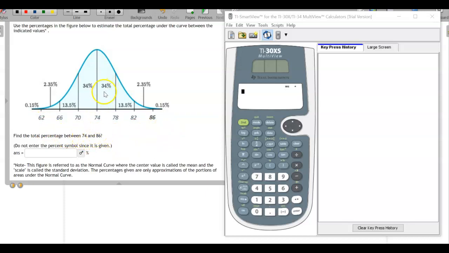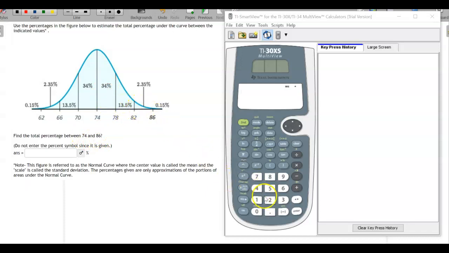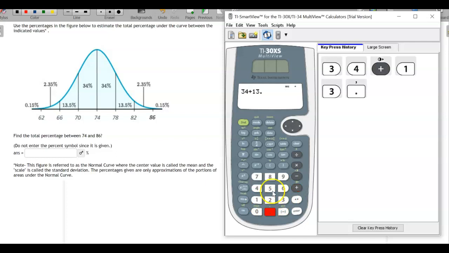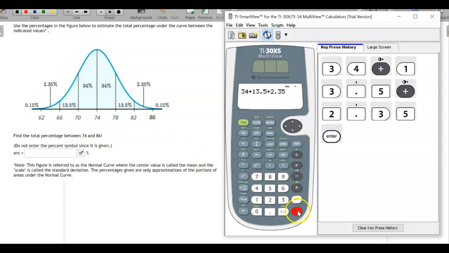Well, it's pretty straightforward. 34%, 13.5%, and 2.35%. So I'll just put those in. 34. Now, I don't need to put a percent sign because these are all percents already. 34 plus 13.5. That gives me the 78 to 82. And then all the way up to 86 is going to be plus the 2.35. And it's that simple. It's really not much to it. And that's 49.85%.